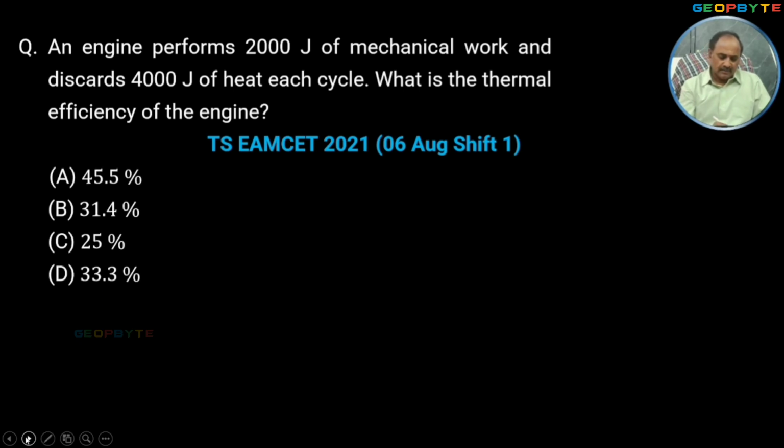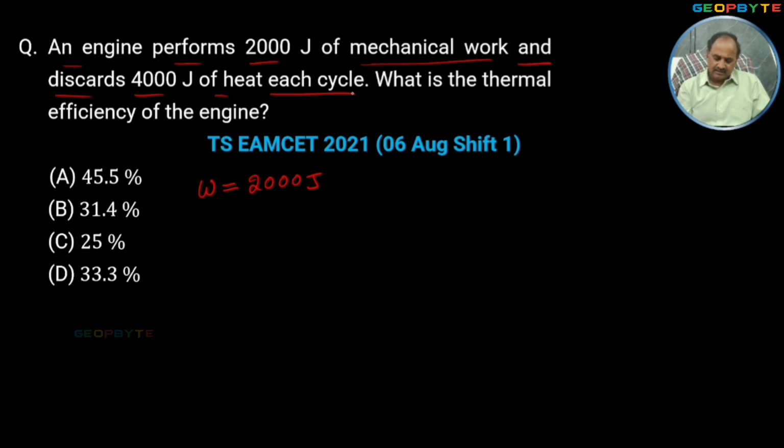Okay. Look at the screen. It is asked like this: an engine performs 2000 joules of mechanical work. That means the work given by the engine is 2000 joules, and it discards 4000 joules of heat in each cycle. That means the heat rejected, let QR be the heat rejected, is equal to 4000 joules. What is the thermal efficiency of the engine? You are asked to determine the thermal efficiency.